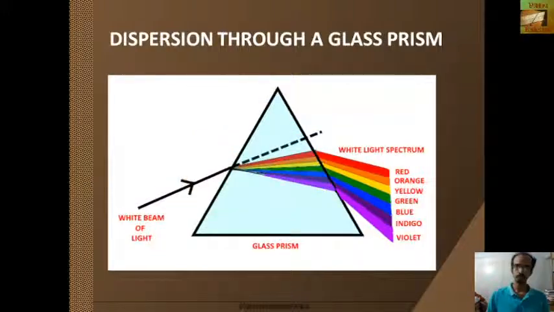Dispersion through a glass prism. This figure shows the dispersion of white light when passing through a glass prism. The white light is split into its constituent 7 colors, which is given by VIBGYOR, that is violet, indigo, blue, green, yellow, orange and red. In this case, red is deviated the least while violet undergoes the most deviation. Red has a higher wavelength than violet.